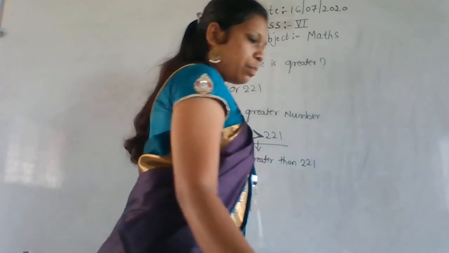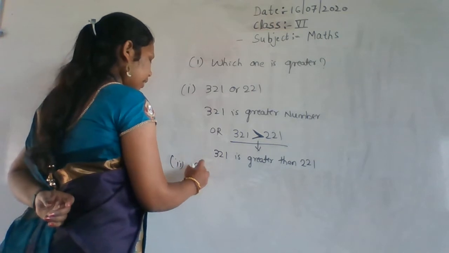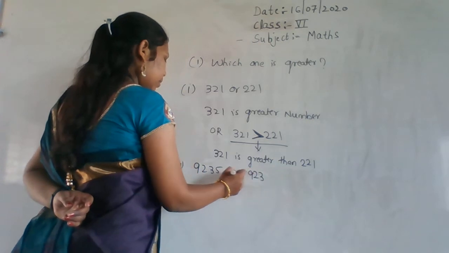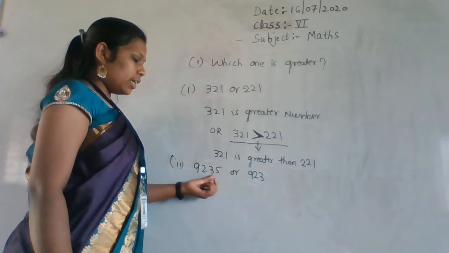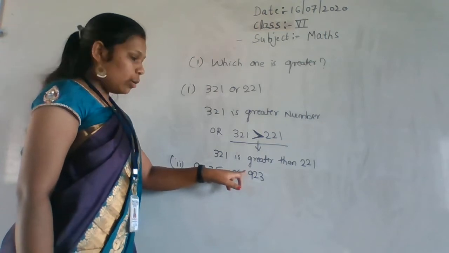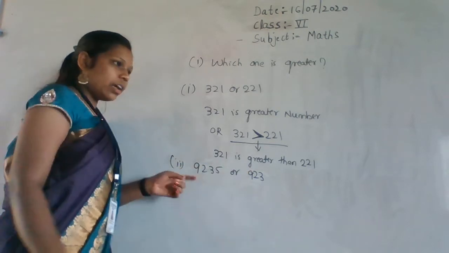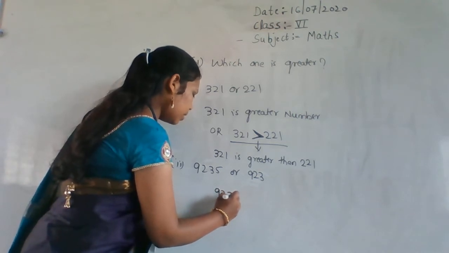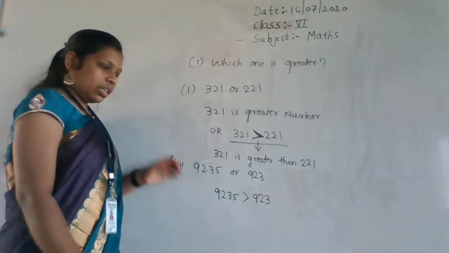What did they give as the next problem? 9235 or 923. Of course, which number is greater here? 9235, because in the thousands place there is no value in 923. It means it is a 0. Comparing 0 and 9, of course 9 is greater. So this value is greater. 9235 is greater than 923.